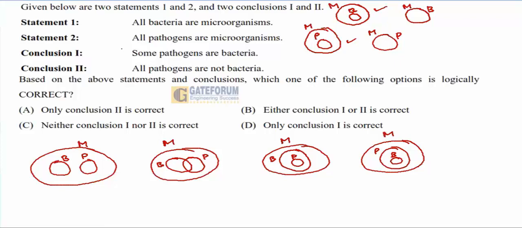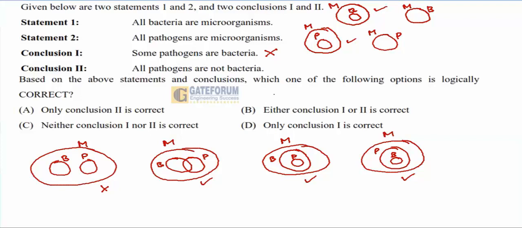So let us now see the conclusions. See, conclusion 1 has said some pathogens are bacteria. Let us check. Some pathogens are bacteria is wrong here, even though it is right in all the other cases. By the way, some can be 100%. So this is also correct. Some pathogens are bacteria. Okay. But any one wrong indicates that the conclusion as a totality will always be wrong. Let us go on to the next one.